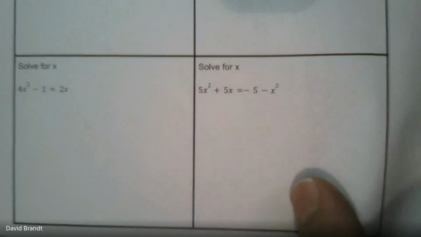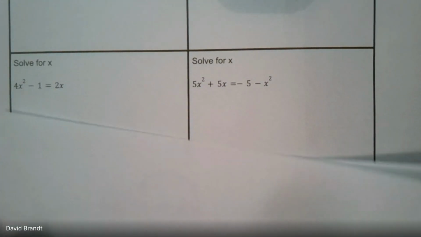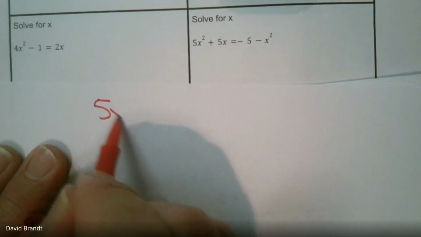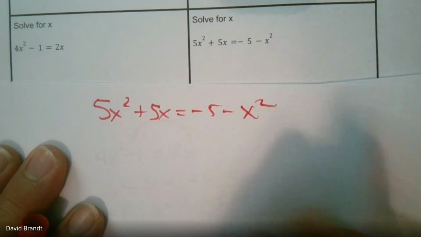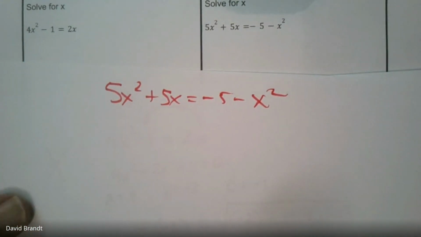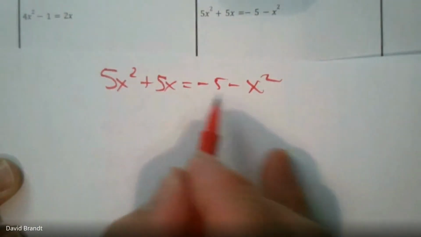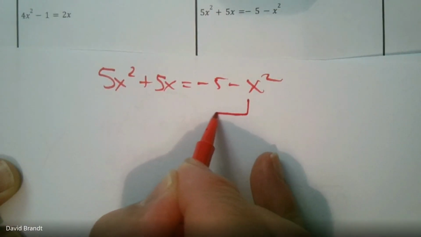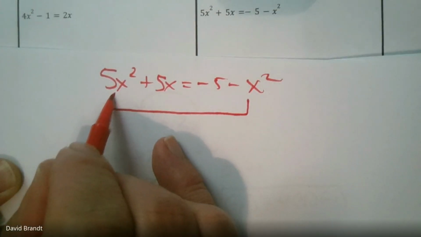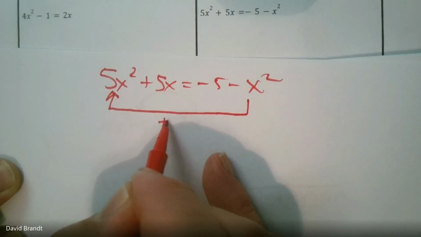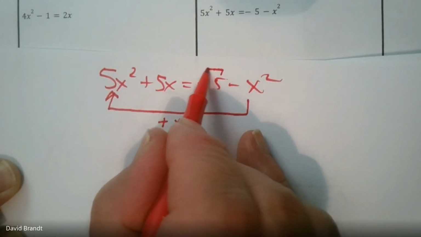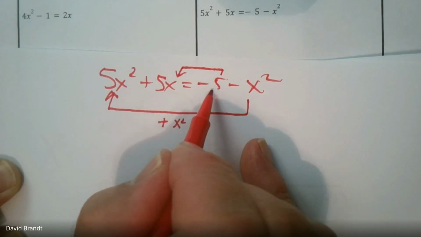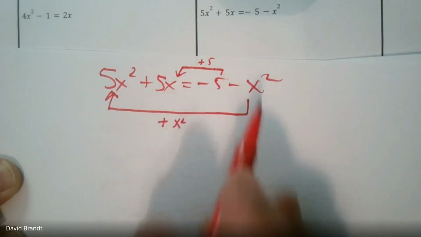All right, you got one more example to do, and that is 5x squared plus 5x equals -5 minus x squared. All right, so immediately we see we've got to move the x squared over. When you move that over, it's going to join up with that 5x squared, and it's going to become plus x squared. When you move the -5 over, it's going to be behind the 5x because that is a constant term. It doesn't have a variable on it, so that's going to be plus 5.